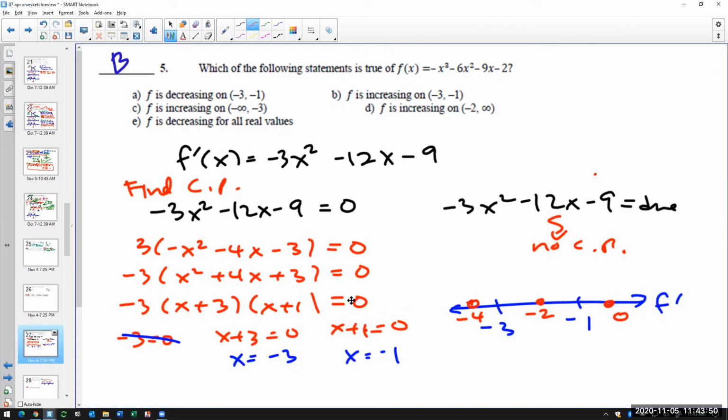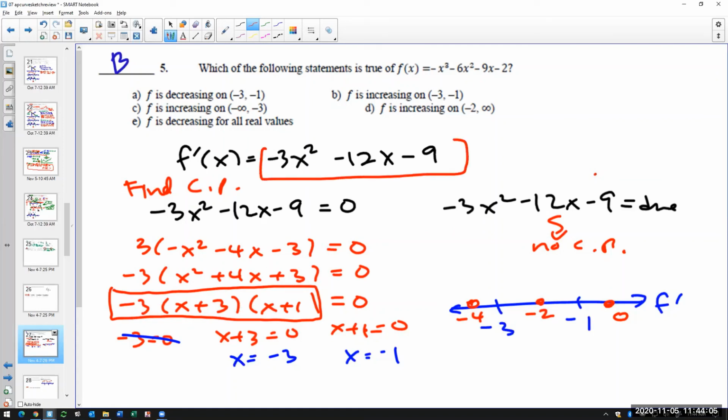You're going to take this and you're going to put it into F prime. Now be careful. I've manipulated F prime, so I need to make sure I didn't change anything. I do think, though, this right here is still f prime. Okay, if I FOIL this out, I will get negative 3x squared minus 12x minus 9. So guys, you can use this or you can use this. They're the exact same things. This one's just a little bit easier to figure out negative and positives.